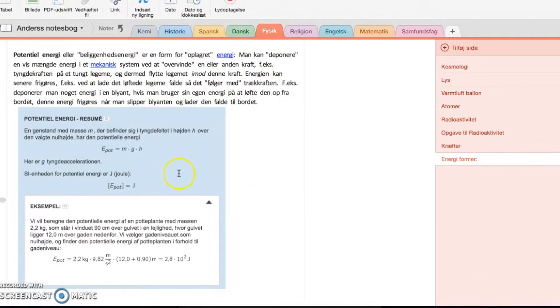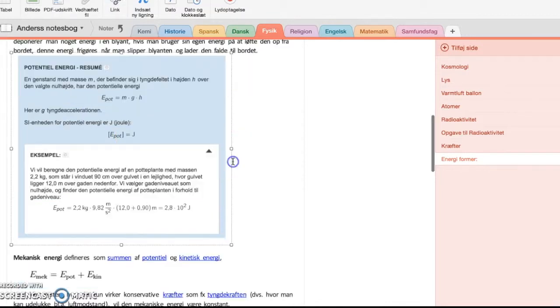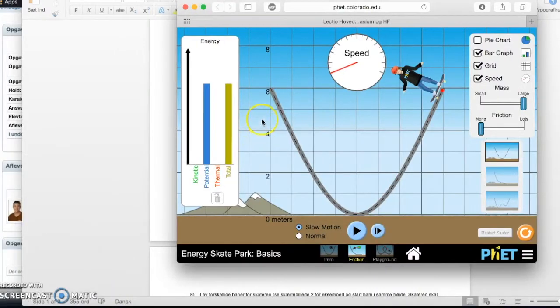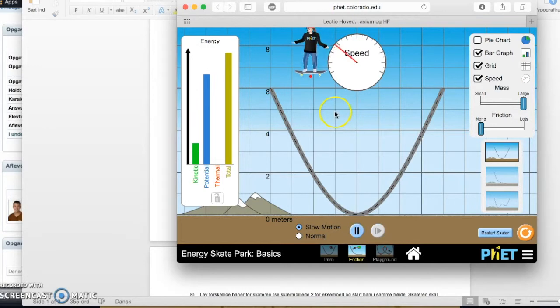First, our formula. We have E pot, or potential energy, that we can measure with how much we weigh, that is mass, in kilograms, and g, which is gravity acceleration, and height. In this case, we have a height of 6, but there isn't free fall here. But that actually doesn't matter because friction, as you see over here, is at none. So it will be the same as if he was in free fall.